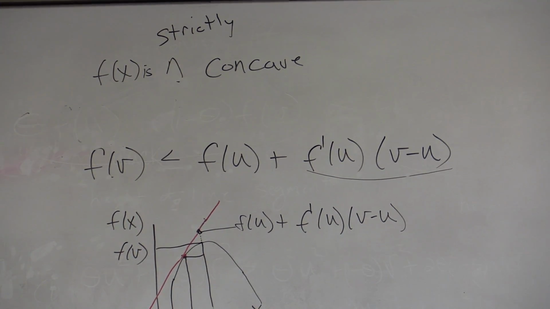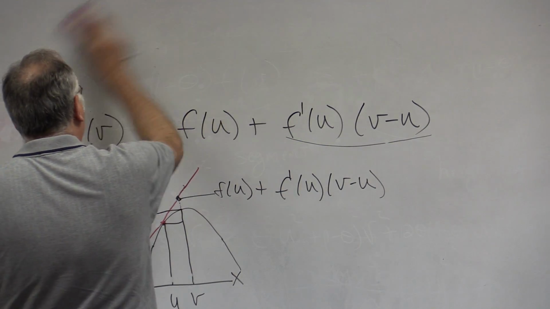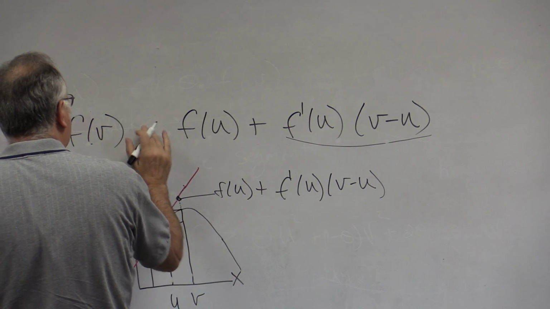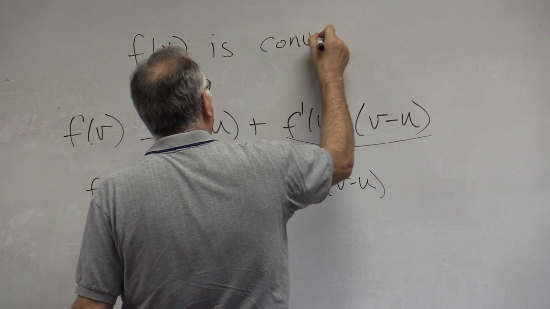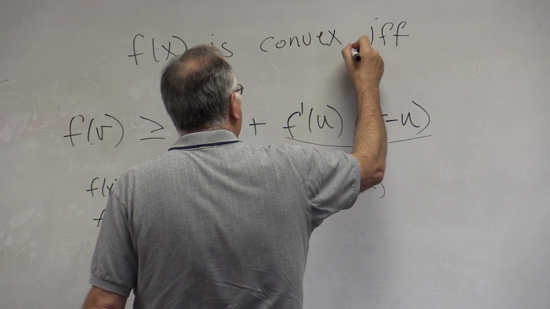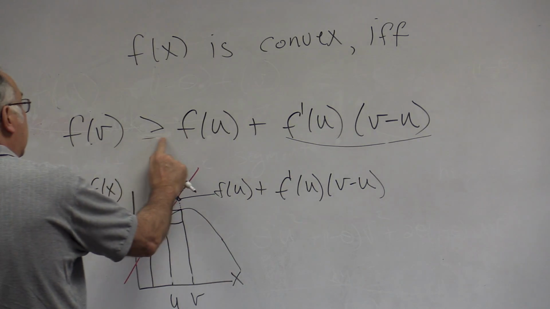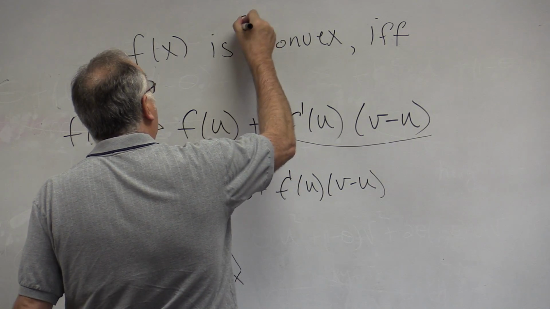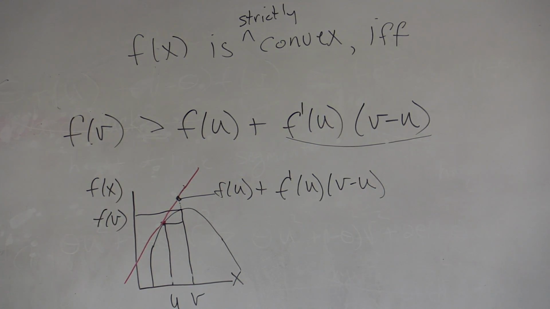The condition for convexity is just the opposite. The condition for f of x to be convex is this, if and only if for any two points u and v, this condition holds. Now the tangent line is everywhere on or below the function. And for strictly convex, we would just change this to a strong inequality.